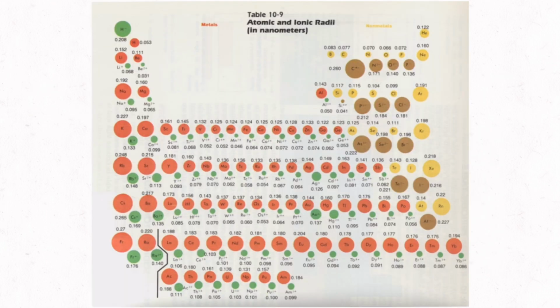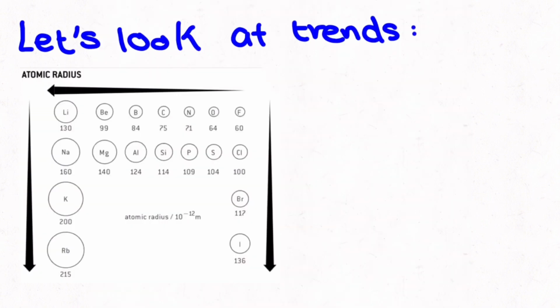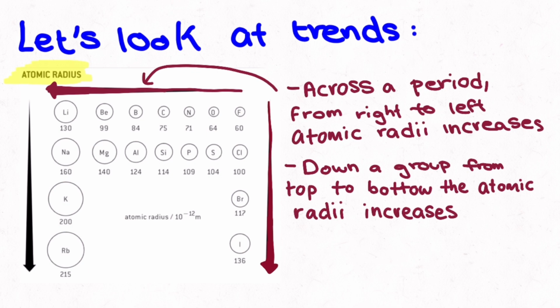And if you're like me, your teacher handed you this thing, but you're really confused and there's just a bunch of circles, orange, green, red, yellow, you don't understand what's going on. So let's break it down further to understand what's going on. Let's look at the trends for atomic radius.